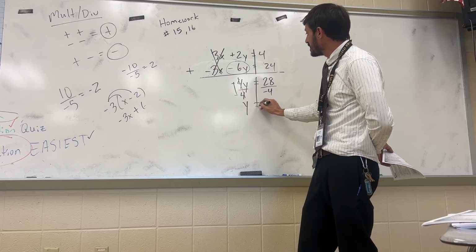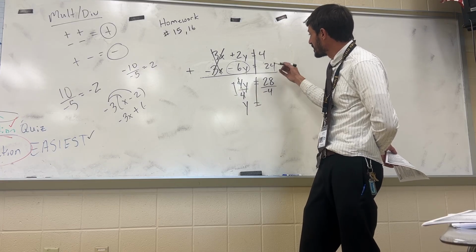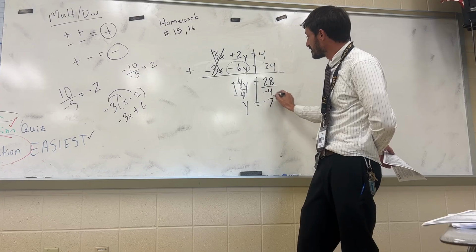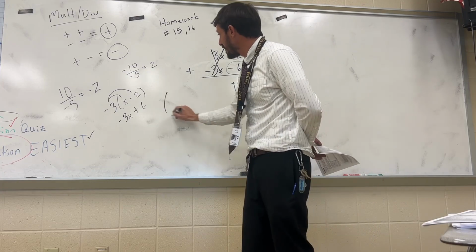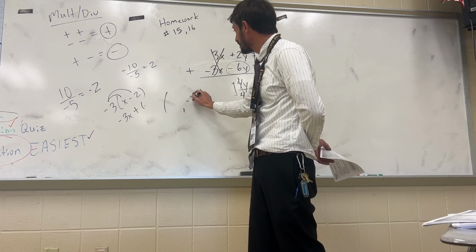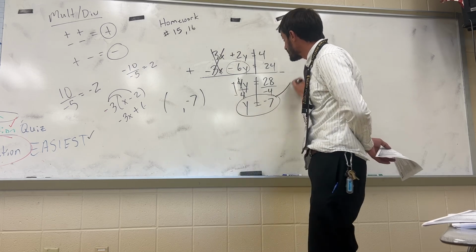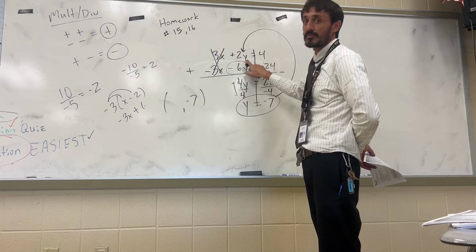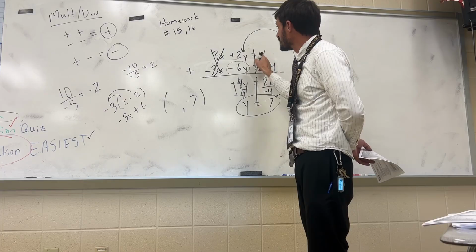Now we have y equals what? 28 divided by 4 is 7. Positive divided by negative is negative. We now have our y value of our point of intersection. And to find the x value, we just have to take this y value and plug it back into one of the equations for y. Let's use the top equation.